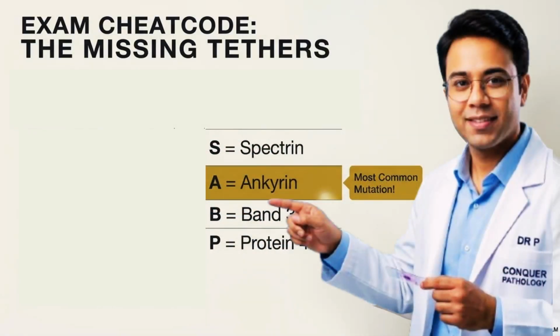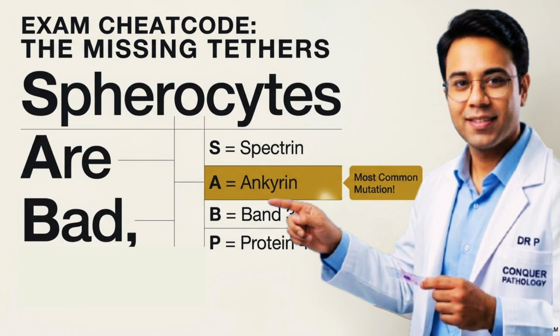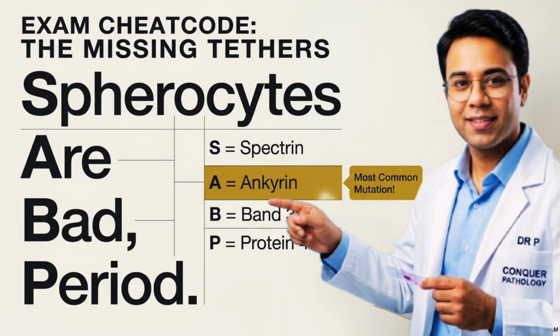Here is an exam cheat code for you regarding the missing tethers. Just remember, spherocytes are bad, period. This stands for S as in spectrin, A is ankyrin, which is the most common mutation, B is band 3, and P is protein 4.2. Keep this in mind for me.